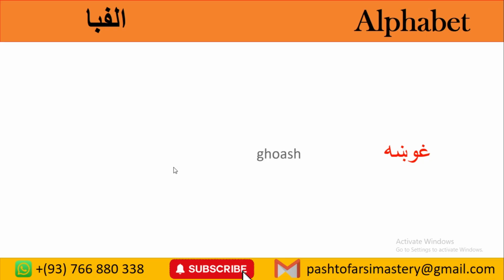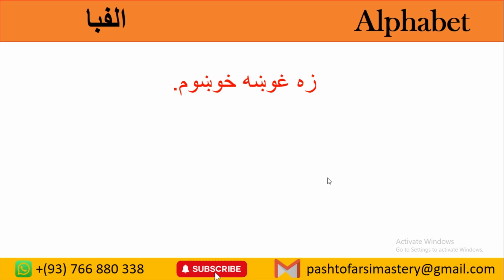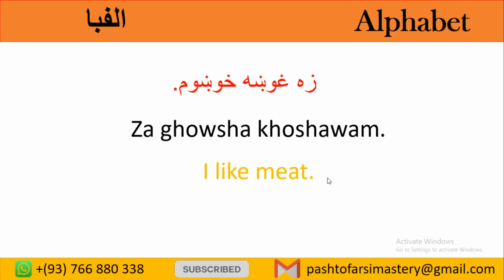غوښه. This one is also a little bit difficult to pronounce. Some people pronounce it one way, some people another way, all of them are correct, but the correct pronunciation is this one. غوښه meat. زه غوښه خوښوم. It means I like meat. زه means I, غوښه meat, خوښوم like. زه غوښه خوښوم. I like meat.